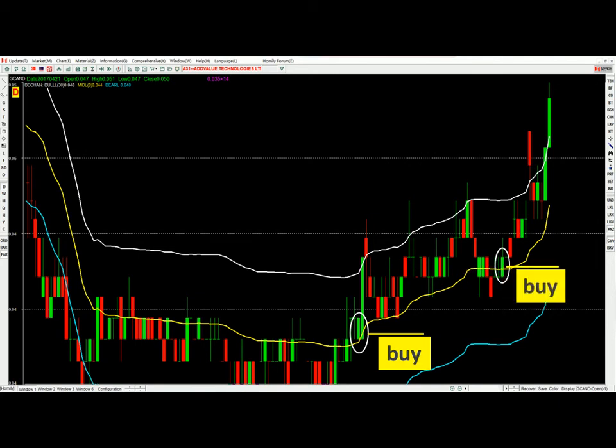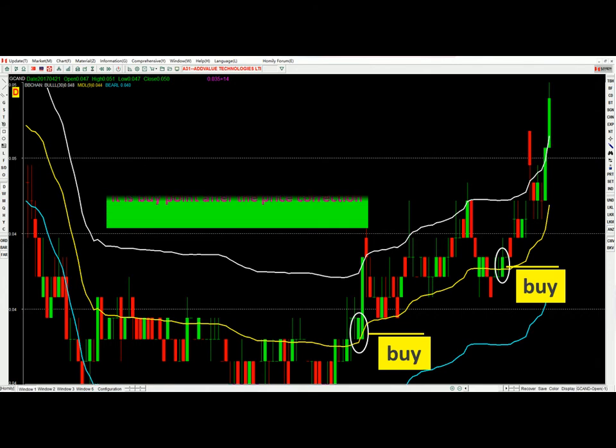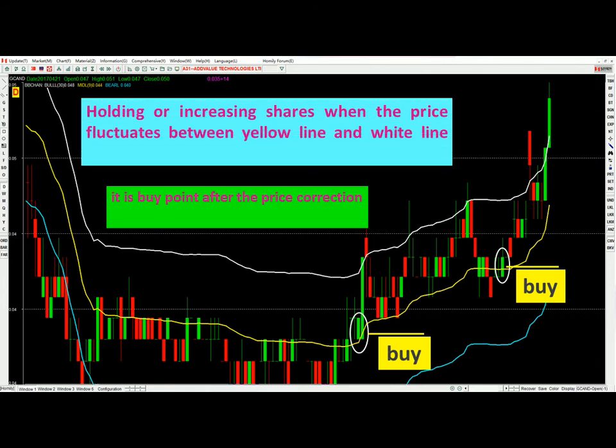So when you see the yellow line from flat to up, then the candlestick upward break out the yellow line. Here is the buy point. So when you see the price is here, flat again, upward again, here is the buy point. Okay, so this is the buy point. It is a buy point after the price correction.